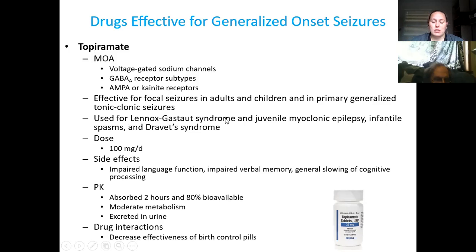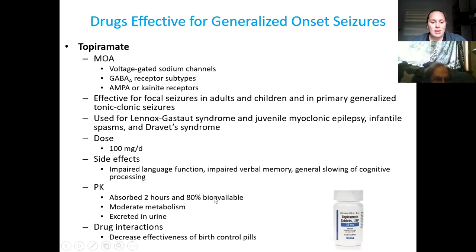It's also used for Lennox-Gastaut syndrome, which we'll talk about here in a second, as well as juvenile myoclonic epilepsy, as well as Dravet syndrome. There will be some brief descriptions of what those syndromes are. You can get a general sense of the dose here, 100 milligrams per day, and the side effects: impaired language function, which is pretty specific, impaired verbal memory, and general slowing of cognitive processing. So again, it seems to be, I think, a little bit more focal in its side effects that we see here.